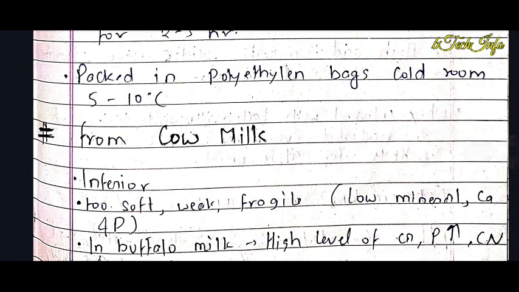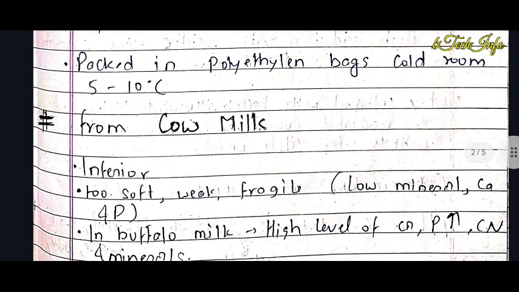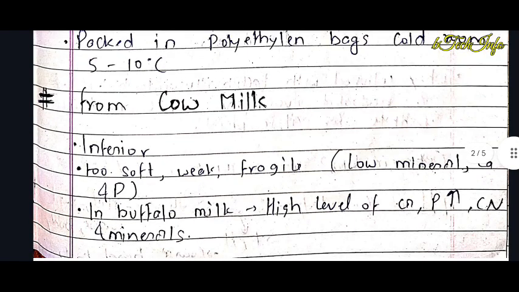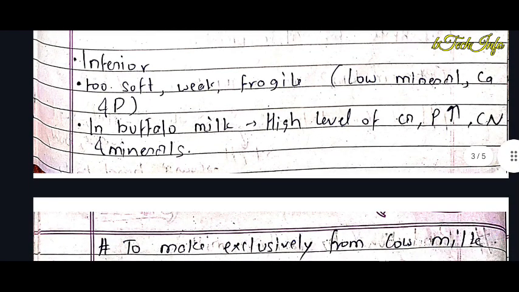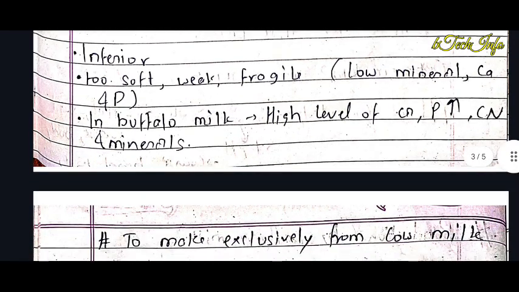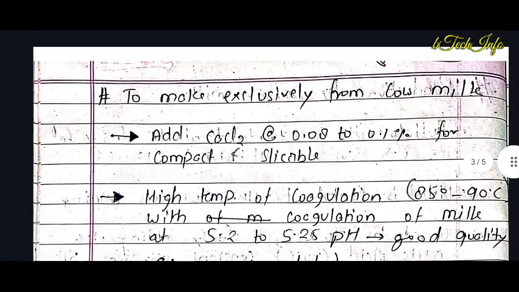And now if we want to prepare the paneer from cow milk, we know that if we produce the paneer from cow milk, it will be of inferior quality, and the coagulum will be weak, and the body will be soft and fragile, with low mineral contents like calcium and phosphorus. Like in buffalo milk we have high levels of calcium, phosphorus, casein and minerals, so we will not get that in cow milk.